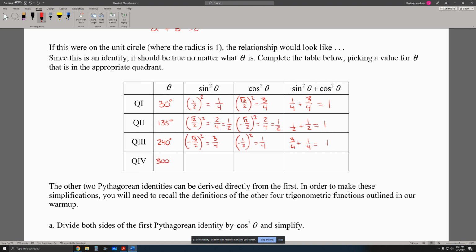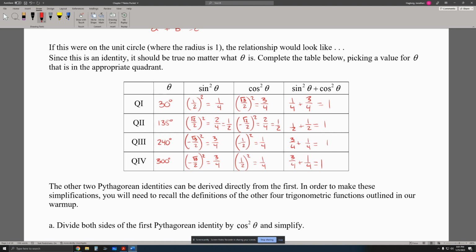Let's try one more just for good measure in quadrant 4. Let's do 300 degrees. The sine of 300 degrees is negative root 3 over 2. And if we square that, that is equal to positive 3/4. And then the cosine is positive 1/2. If we square it, that is equal to 1/4. So then the sum, 3/4 plus 1/4, is equal to 1. And so we've tried this for four values theta from 0 to 360, and the sum of the squares has been 1 every single time.